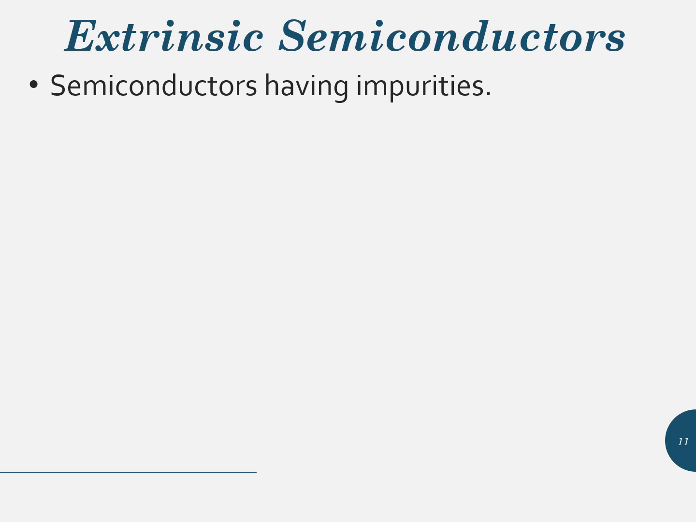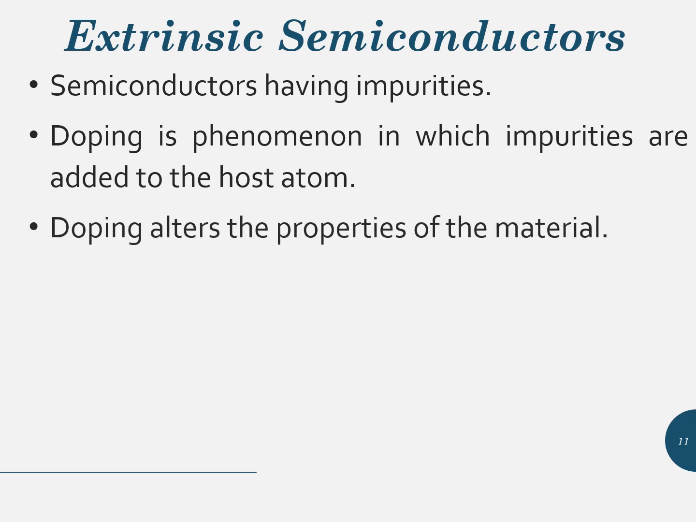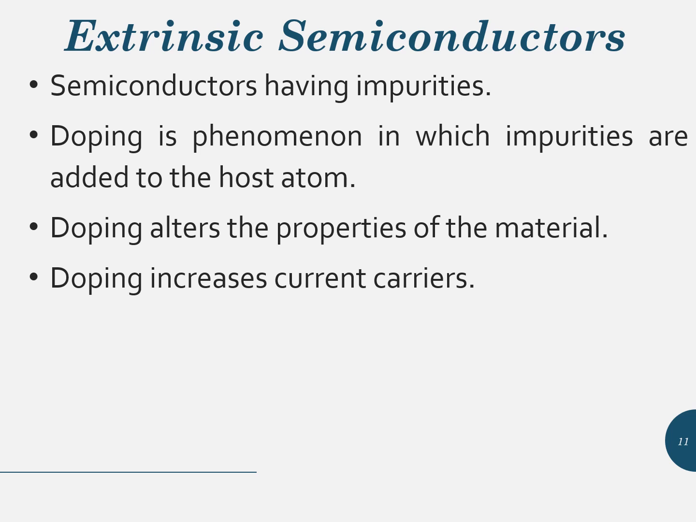Doping is a phenomenon in which addition of external impurities to the host atom takes place. These host atoms can be silicon or germanium. This doping alters the electrical or resistive properties of the material. It increases the number of current carriers, that is, electrons or holes. These doped semiconductors are those in which one kind of carrier predominates in a controlled way.